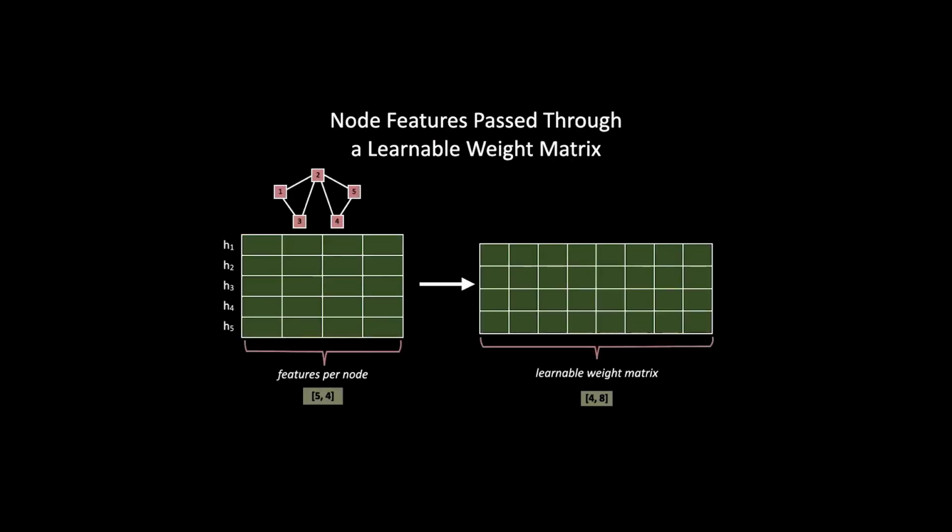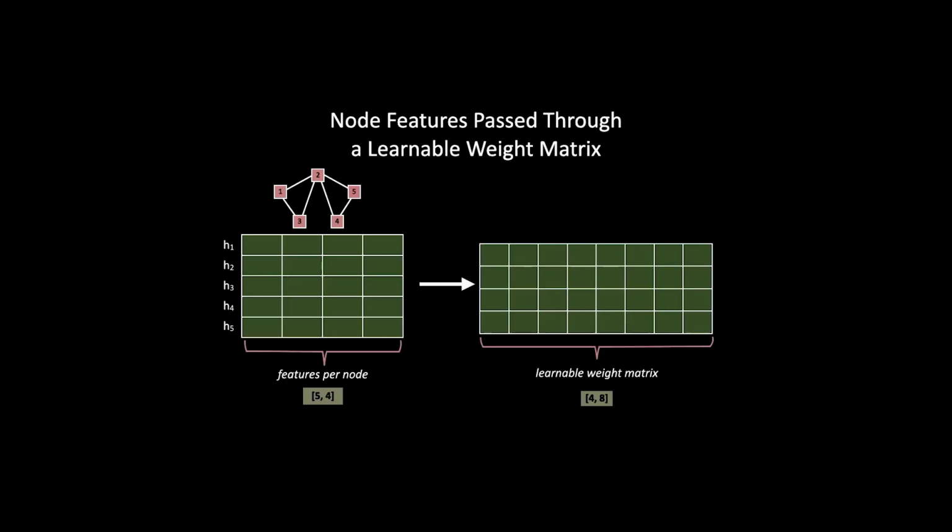In order to transform these node features to generate embeddings, these node features are passed through a neural network layer. The neural network layer is just a learnable weight matrix. Observe that I've set the dimensionality of this learnable weight matrix to be 4 by 8. 4 here represents the input channels of the neural network layer. 8 here represents the hidden channels, that is the number of hidden units in the neural network.